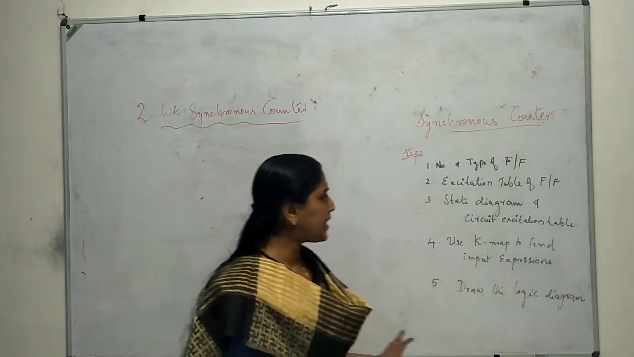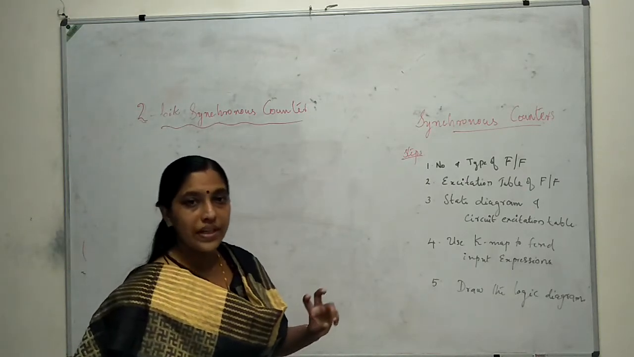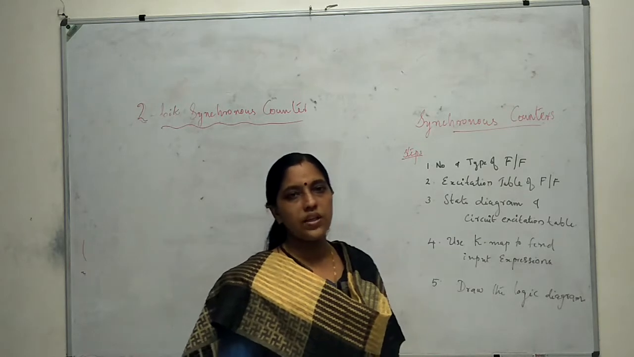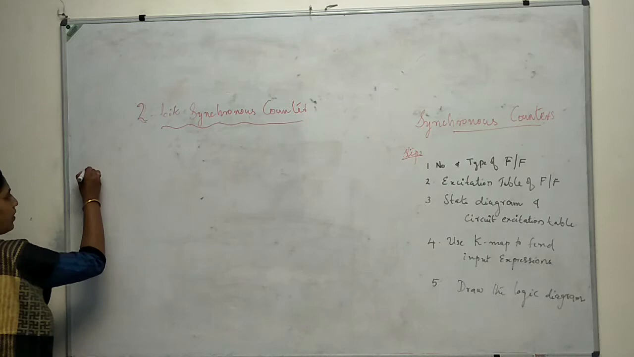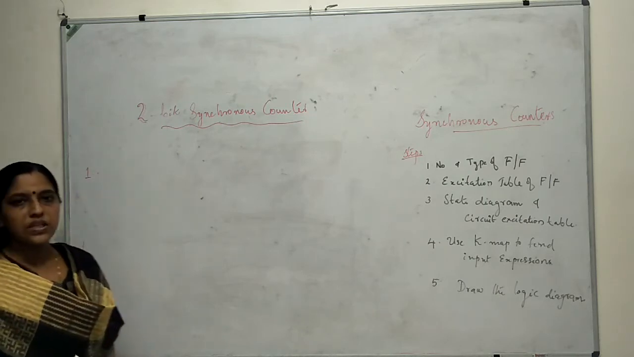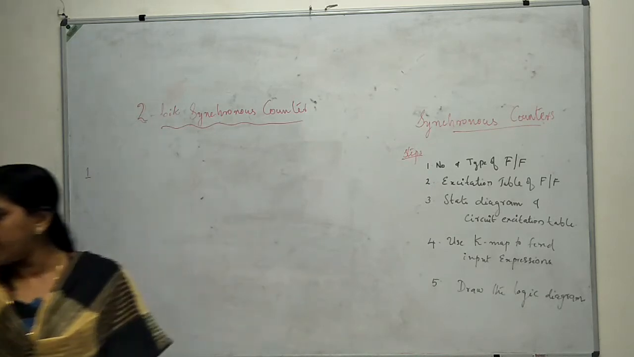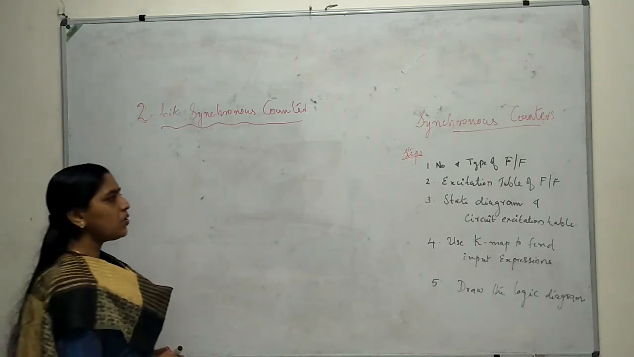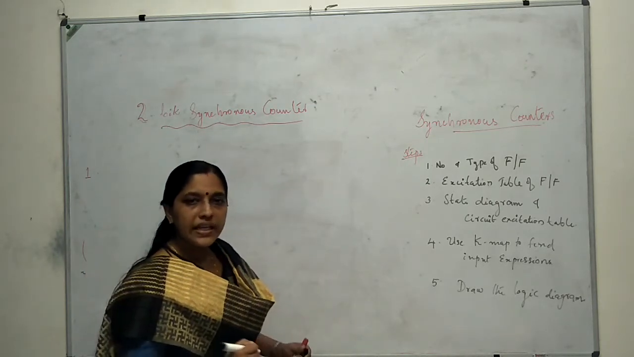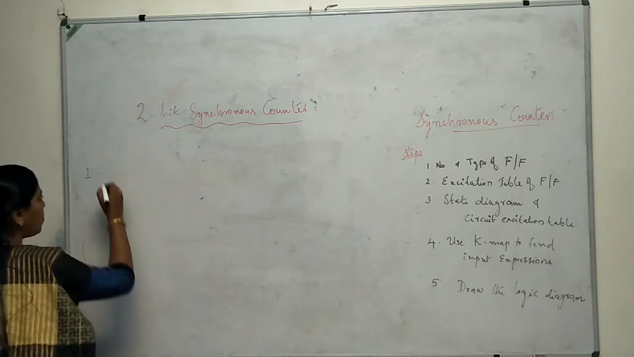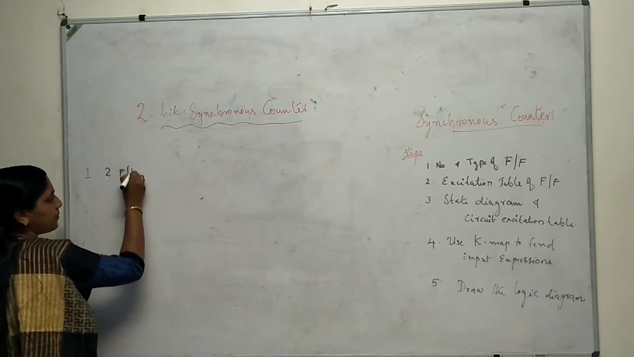Now we are going to design a 2-bit synchronous counter, a very simple counter. So what is our first step? The first step is to find the number and type of flip-flops that we are using. For designing a 2-bit counter, how many flip-flops do we need? We need 2 flip-flops.